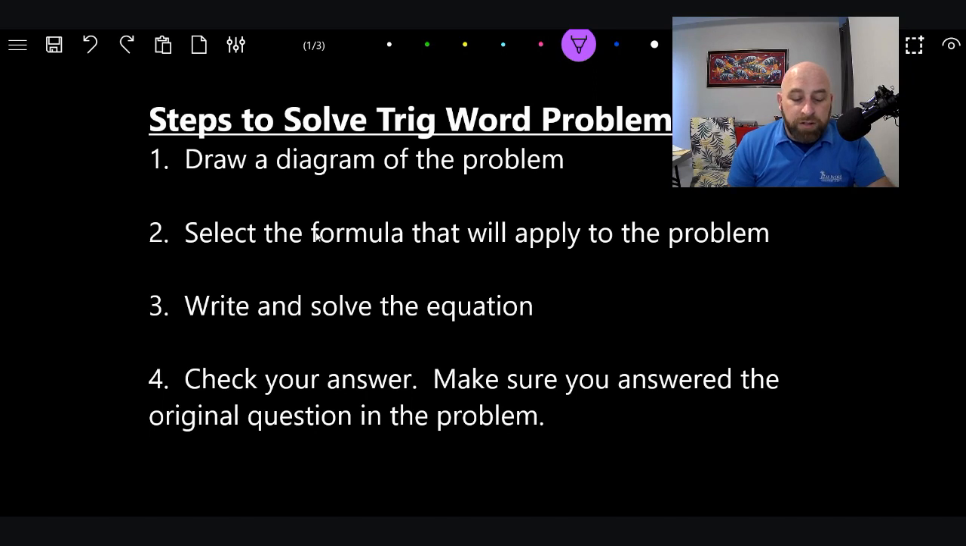Notice I wrote, make sure you answered the original question in the problem. So the problem is going to give you a question. Maybe you think that you're doing it right, and then you get to the end and you're like, I don't think I actually answered the question. Well, then you can go back and figure out what you need to do. Maybe it's a multi-step problem, and you did the first part. Maybe it was a Pythagorean theorem question where you needed to find a side, and then you could find your angle or whatever you're looking for. So whatever the question asks, make sure that you answered it. Don't just stop halfway through the question and say, oh, I found an answer. It might not be the exact answer that the question is looking for.